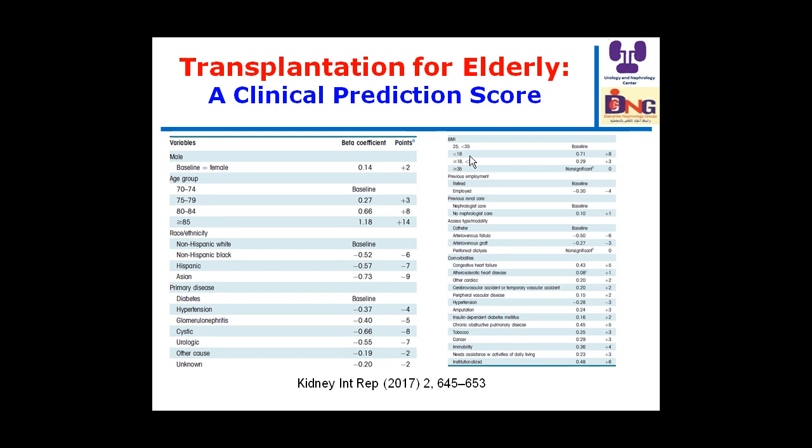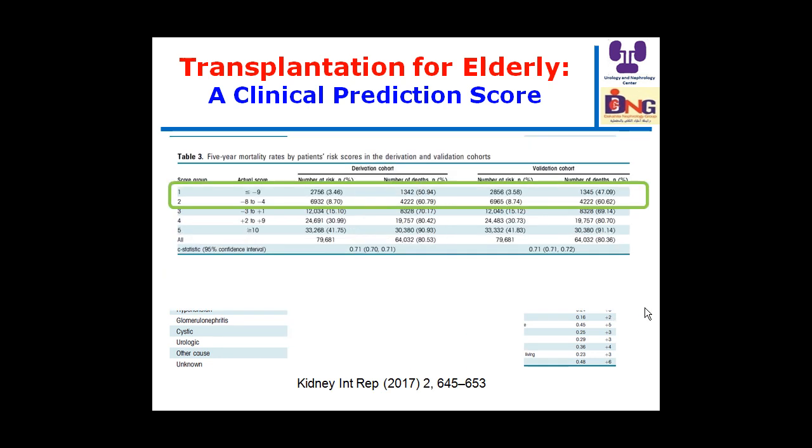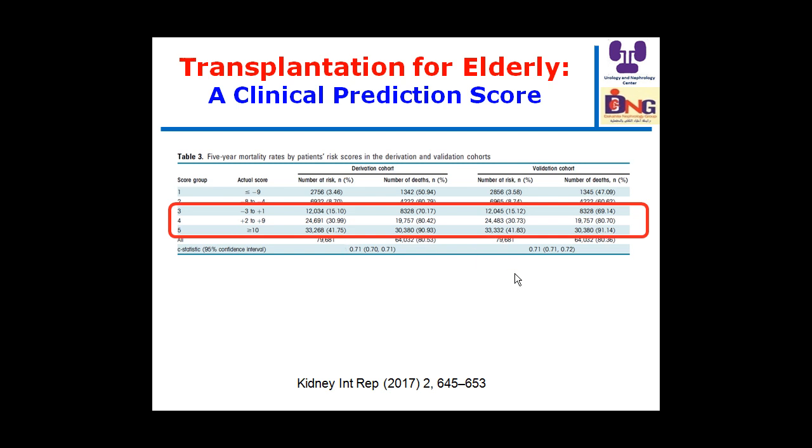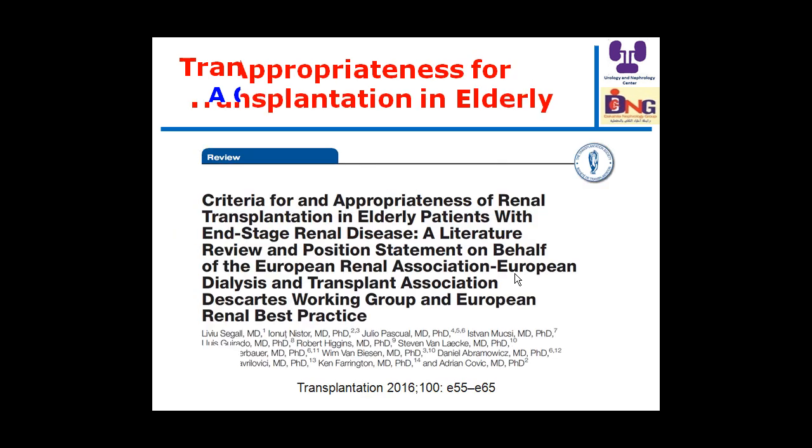And this is another criterion, and you'll find here a score point. At the end, if the score is within category 1 and 2, this means the score is either less than or equal to -9 or up to -4, this patient is suitable for transplantation, because 5-year mortality for these patients is less with transplantation. But if the score is higher than this, for category 3 and 4, 5-year mortality is very high. That doesn't justify doing a transplantation. So this is one of the scores that can be used.